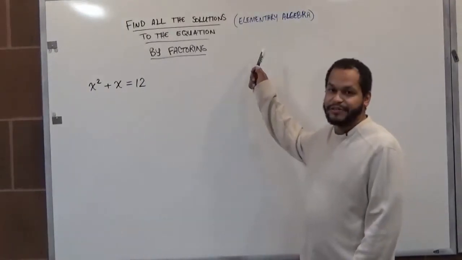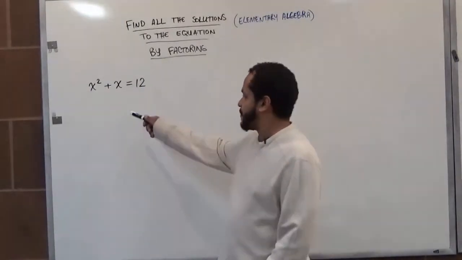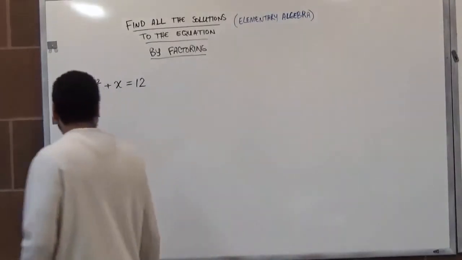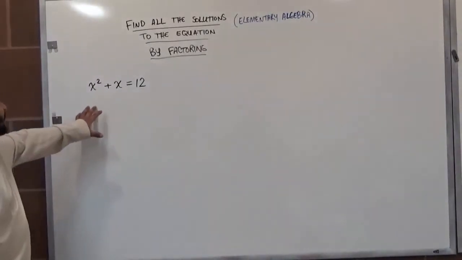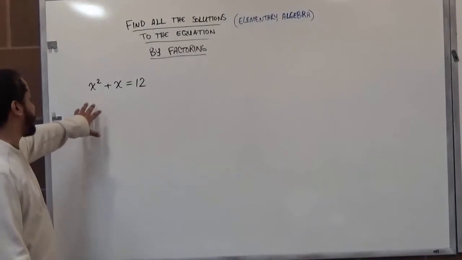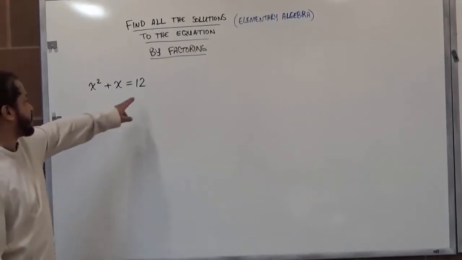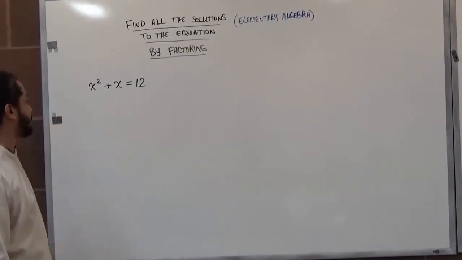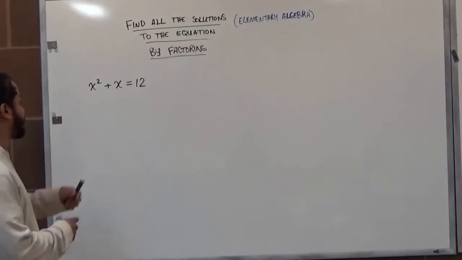This level is elementary algebra and our problem is x squared plus x equals 12. Now the first thing we want to do when we get a problem like this is get everything on one side of the equation. So our first step is going to be to transpose the 12 from the right side to the left. To do this, we subtract 12 from both sides.